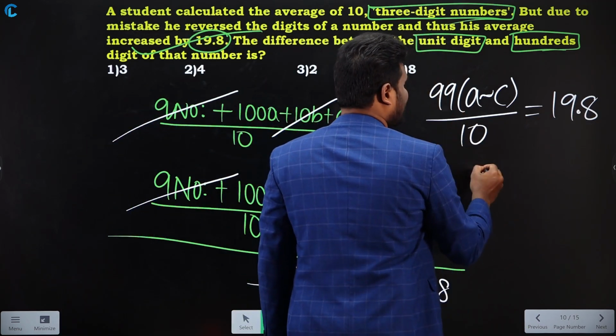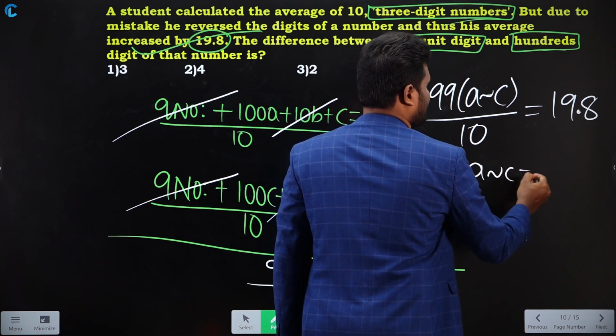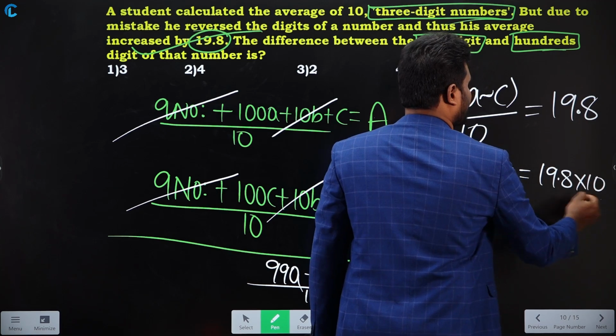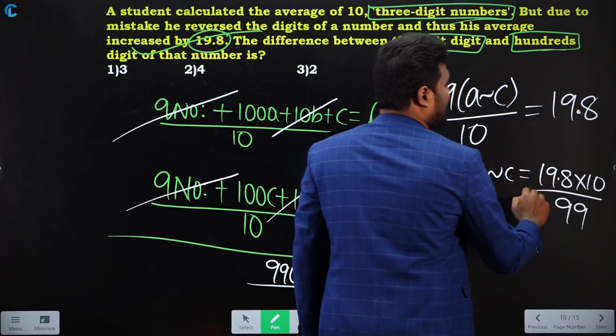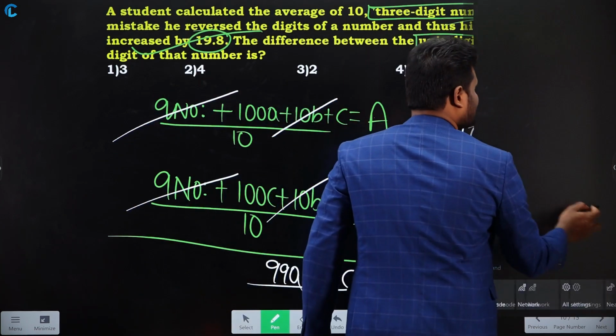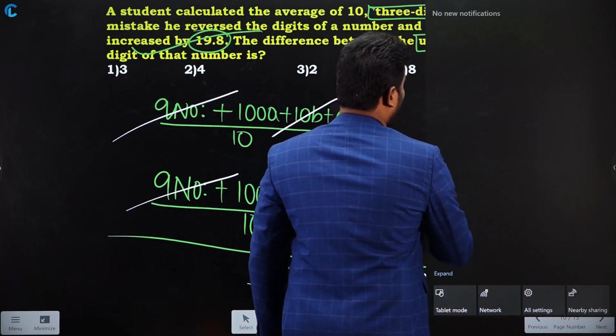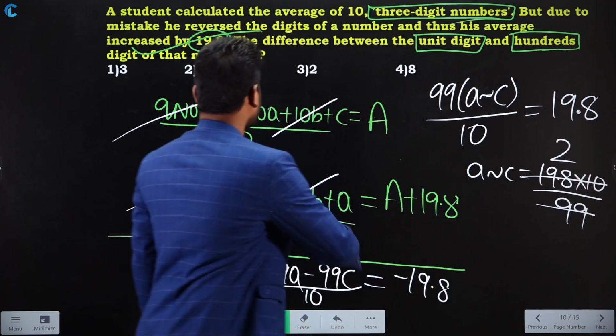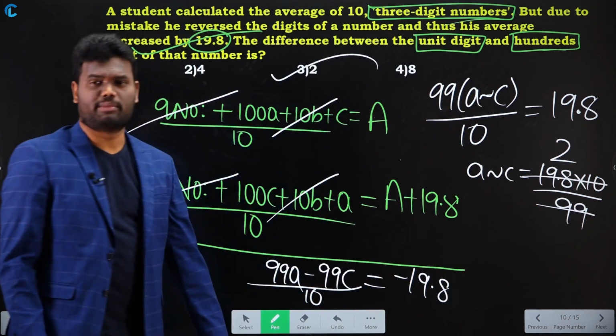So if you calculate this, A minus C is going to be 19.8 into 10 divided by 99. So 19.8 into 10 is nothing but 198. 198 divided by 99, how many times? 2 times. So we can say that the difference in the digits is nothing but 2.